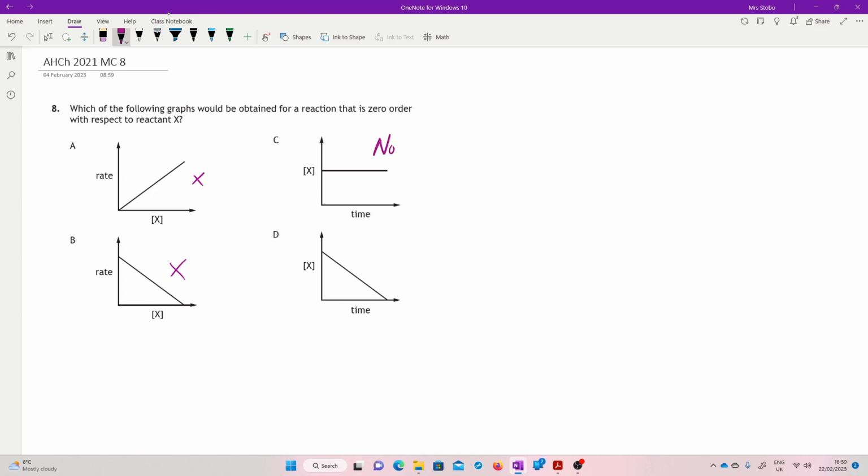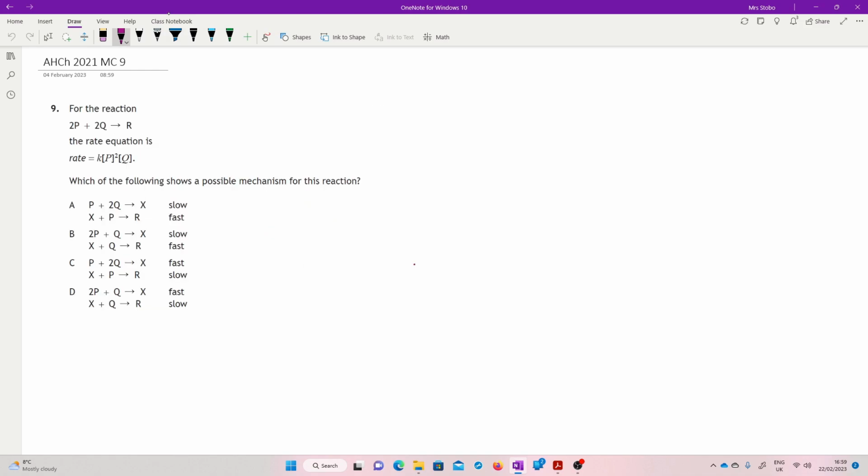C, this is basically just no reaction at all, because what we've done is we've flipped over these axes, and now what we're looking at is the concentration of X, which is not changing over time. Which would mean nothing's happening to it. In D, however, I've got the concentration of X just decreasing over time, and it's in an absolute straight line, so it's not having more of an impact at different points in X's concentration, so that is zero order. I don't think it's the nicest question. You've got to be really careful.